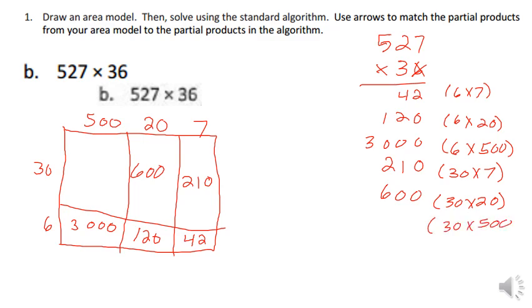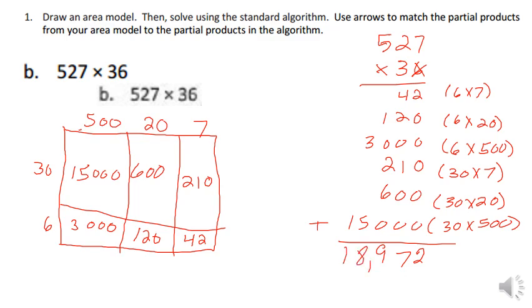Our last one is going to be 30 times 500. And this is the last block. We know 3 times 5 is 15 with 3 zeros. So we end up with 15,000. On my standard algorithm, I add them all together, and I can see I have 2, 6, 7. There's 8 and 9, 18. So I end up with 18,972.